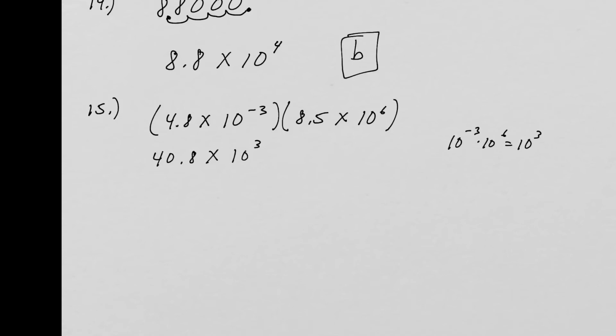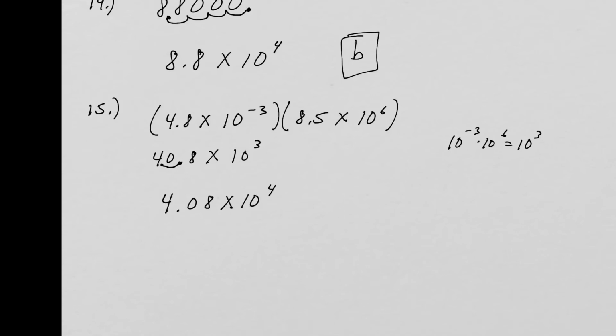But I'm not quite done, right? Because I don't have it quite written in scientific notation. I need to move that decimal so it's between the 4 and the 0 to make sure that this is in scientific notation. So to correct this, I need to move this one place to the left. So what do I do with the exponent? Well, if I move to the left, I add 1 to the exponent, right? If I move one place to the left, I need to add 1 to the exponent. So this would be 4.08 times 10 to the 4th.